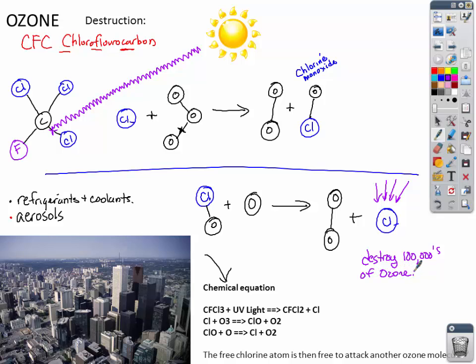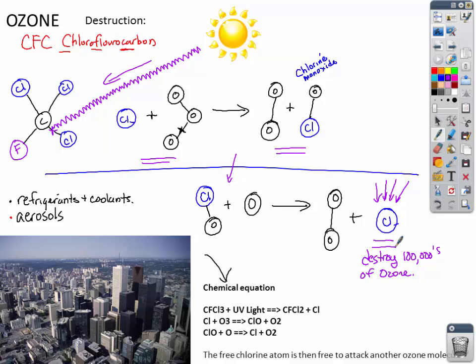Alright, so natural UV radiation will free up that chlorine from the CFC, and then that chlorine will go ahead and break the bond of an ozone molecule, literally destroying ozone, leading to the formation of chlorine monoxide, which doesn't last that long in the atmosphere. All it has to do is combine with a free oxygen atom, and then that oxygen bond will reform and free up the chlorine again.